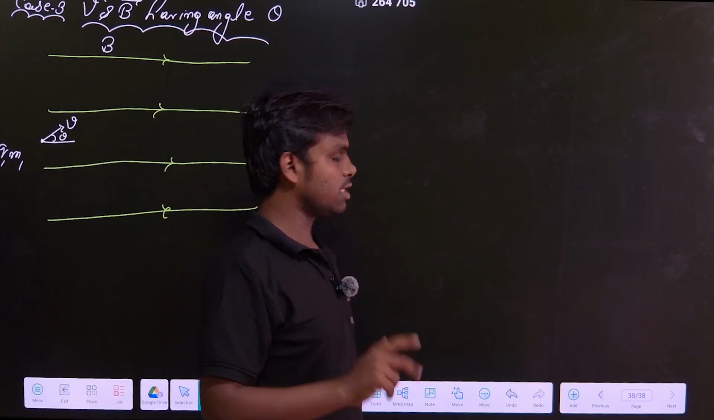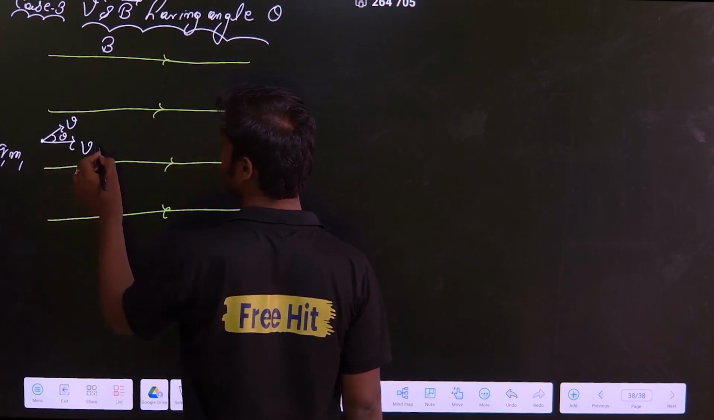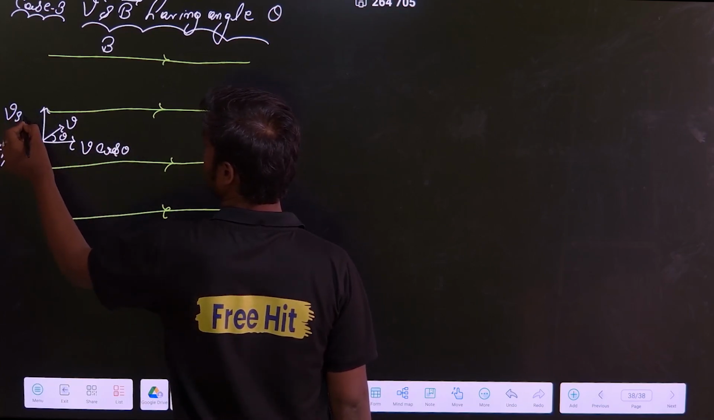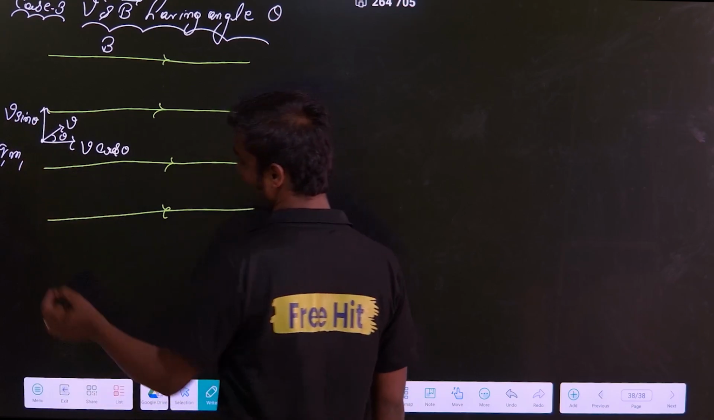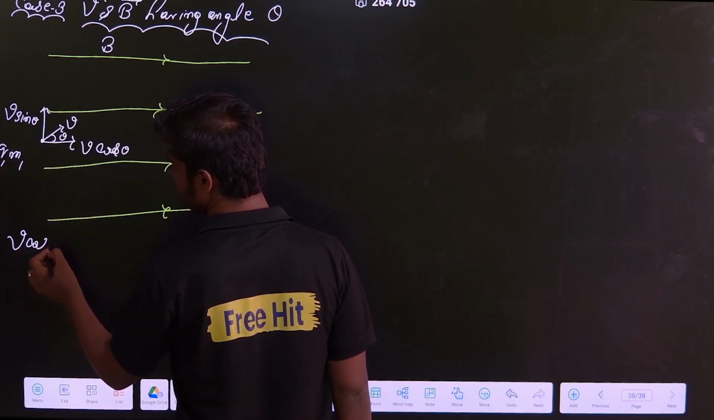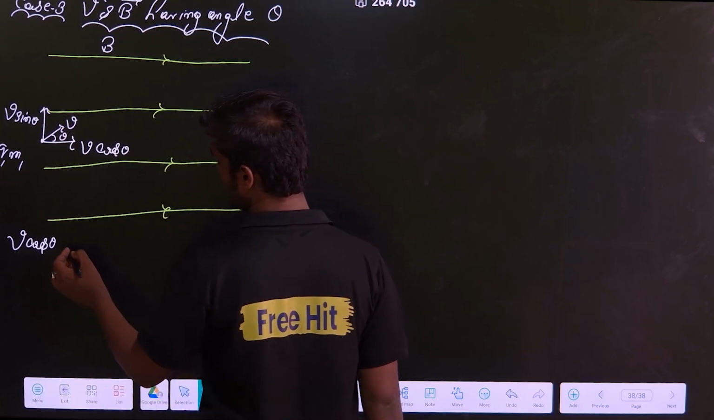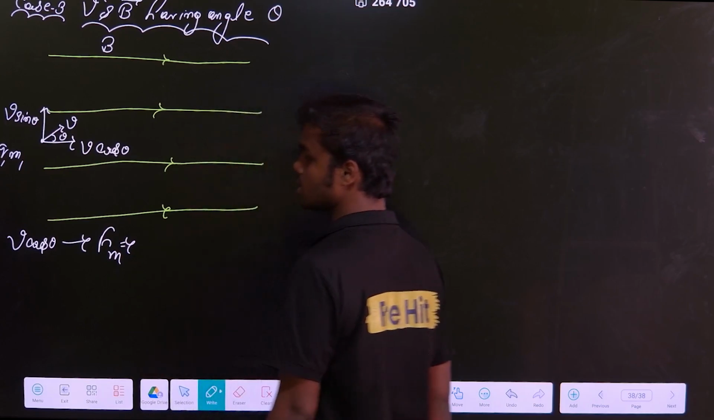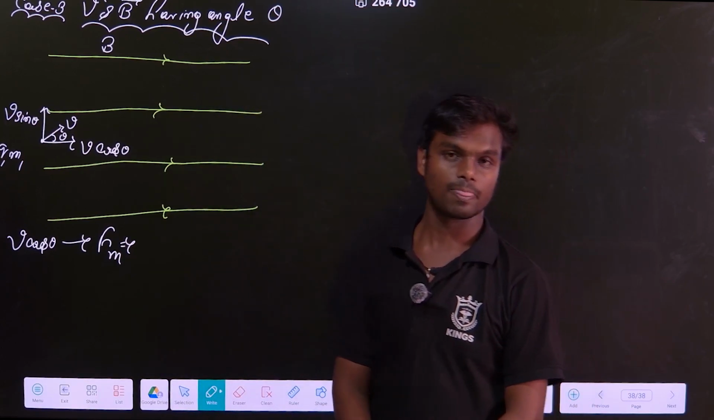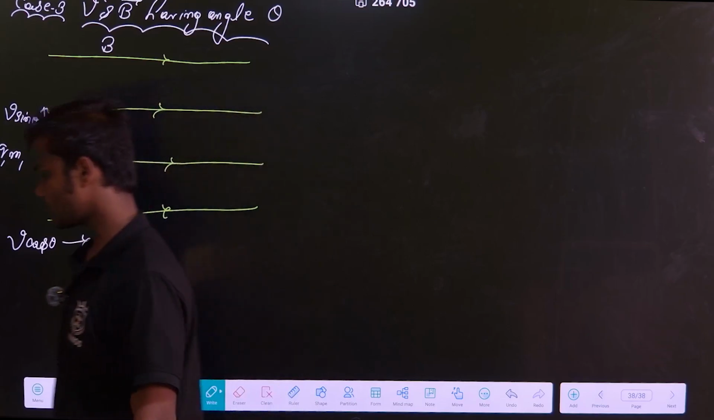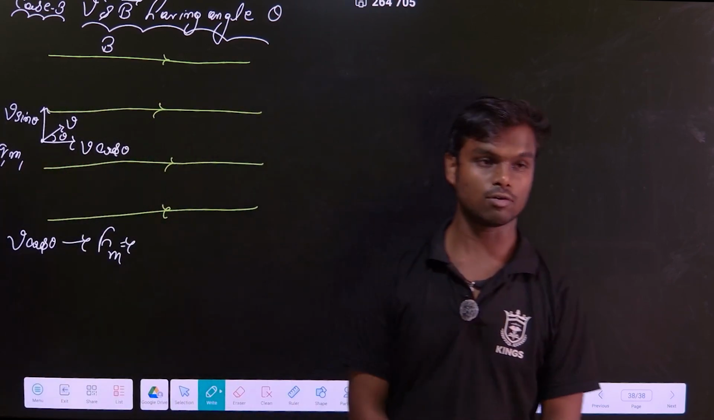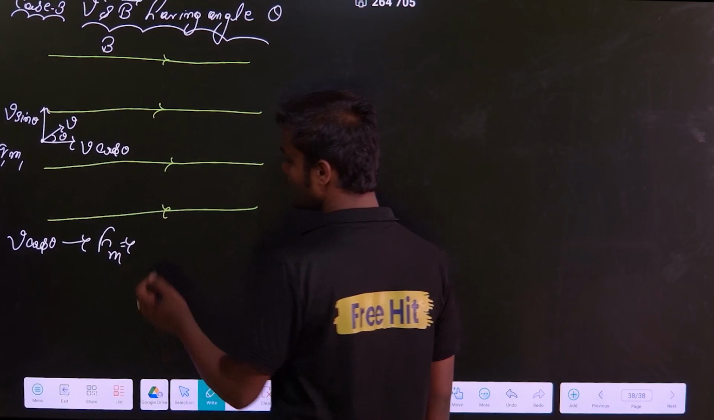See, if you see, there are two components of the velocity. One is v cos theta and another one is v sin theta, correct? First you tell me, what is the magnetic force due to the v cos theta? That is my question. So it is going to be 0.